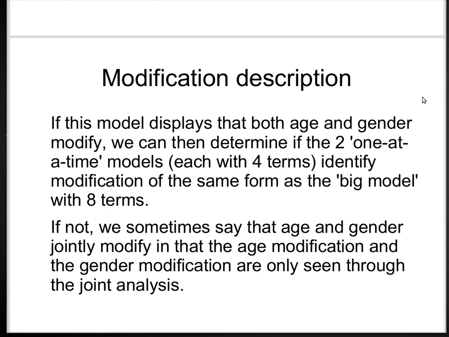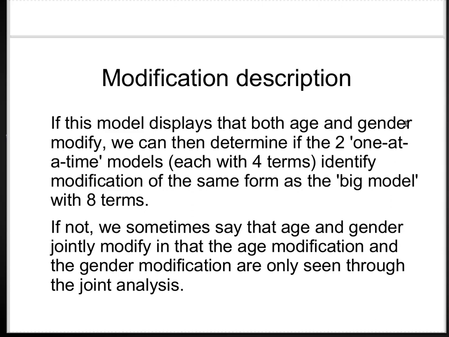So, what you will sometimes see in the literature is that age and gender somehow modify in some meaningful way if both beta 5 and beta 6 are non-zero. But what is interesting to notice is that age modification perhaps might only be seen by this so-called joint analysis involving all 7 terms. So you will see some authors who will say that age and gender jointly modify. I think that needs clarification. I think what we need to be able to see here is that, in fact, the age modification and the gender modification are only seen through a joint analysis. So some care needs to be used in this description.